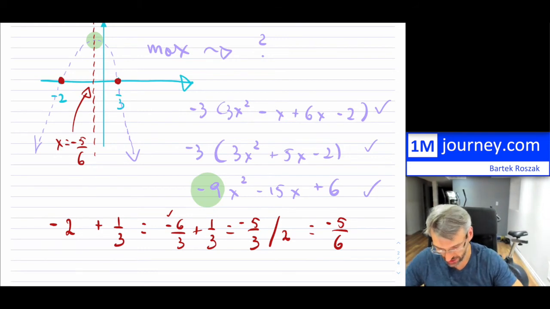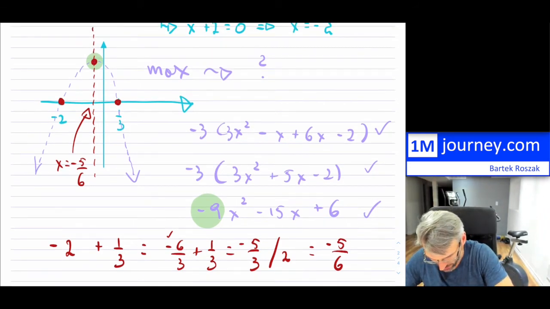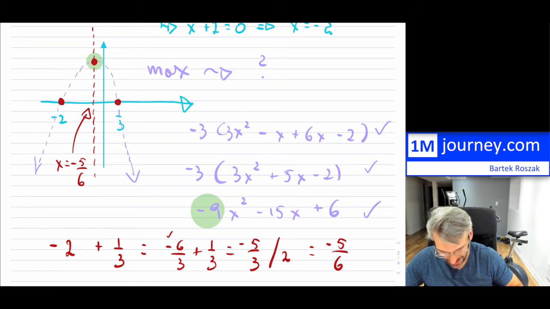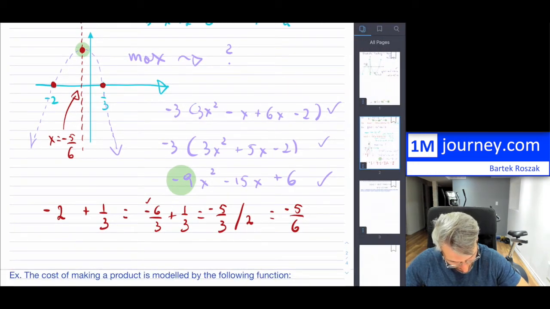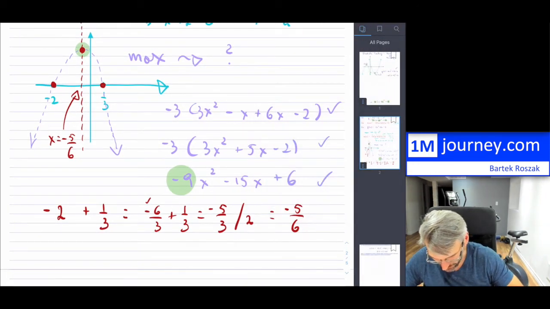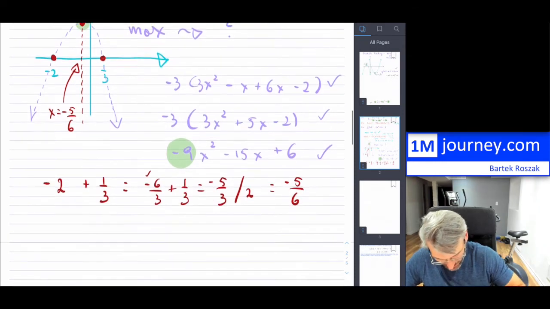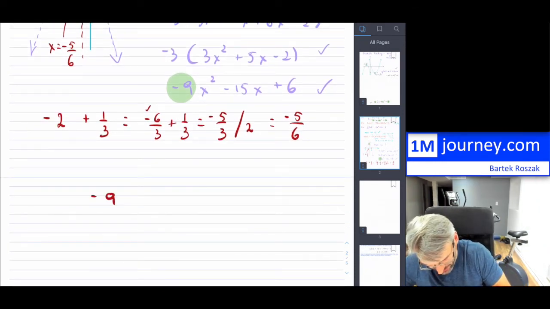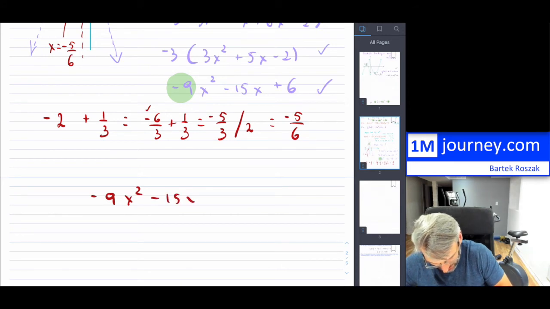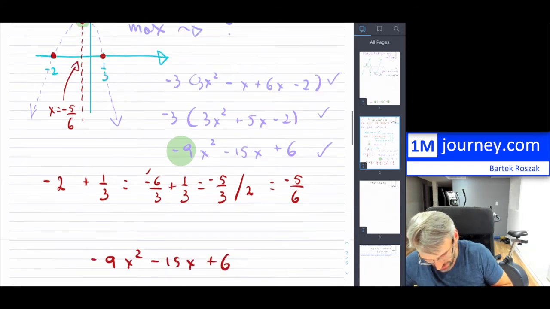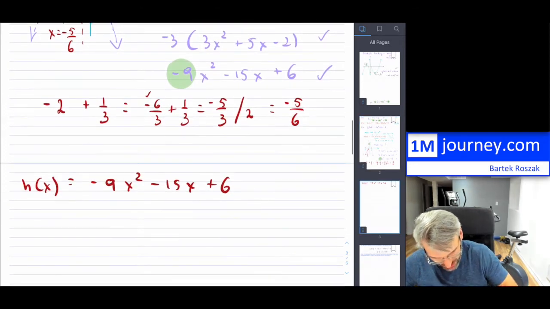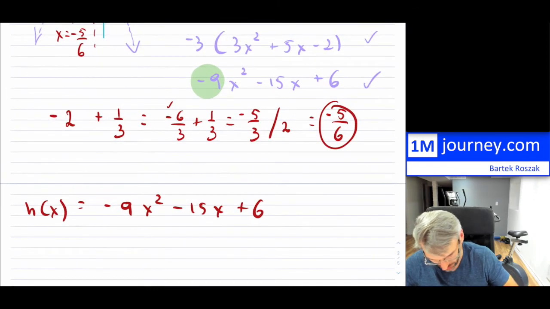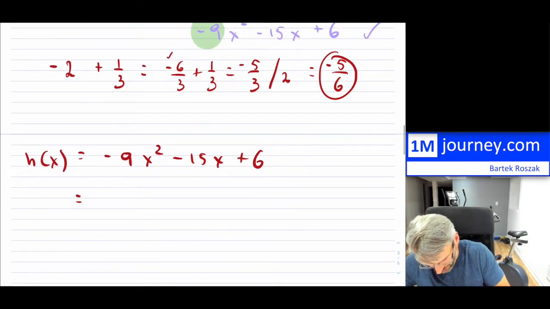And we know that this is going to be the vertex form. So now, if I want to find out what this maximum value is, let me put an extra page in here, just to add it. So I have -9x² minus 15x plus 6. That is my function, which is h of x. I'm going to substitute this -5/6, so I don't have to complete the square in any way. And let me substitute that in.